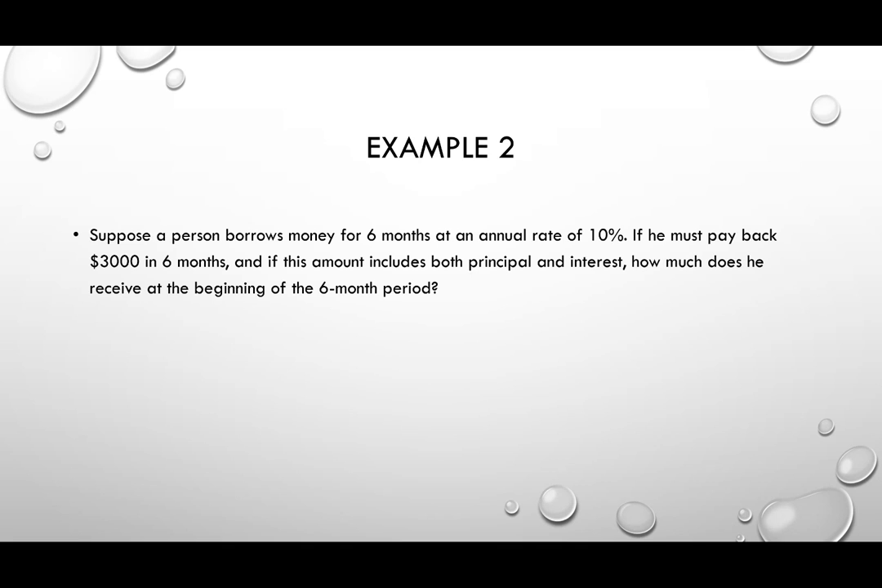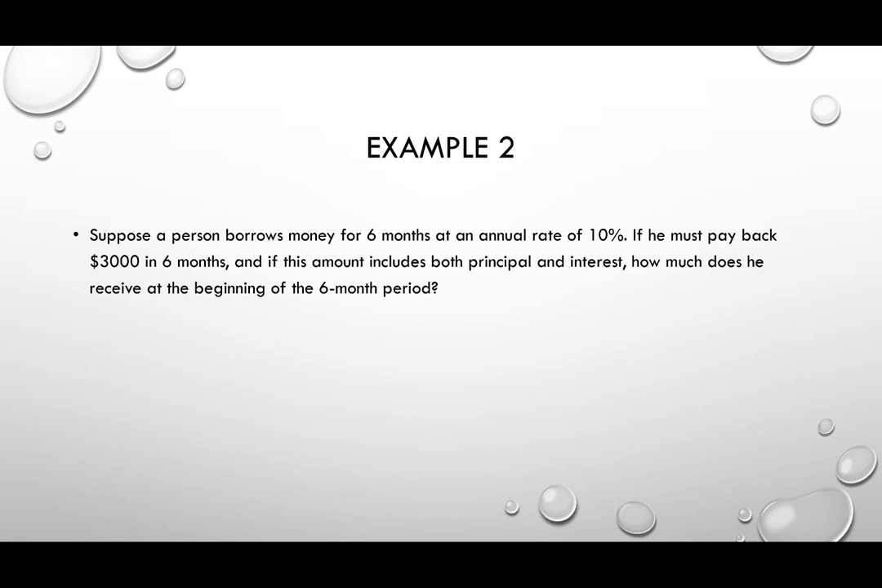Example 2: suppose a person borrows money for 6 months at an annual rate of 10%. If he must pay back $3,000 in 6 months, and if this amount includes both principal and interest, how much does he receive at the beginning of the 6-month period? Let me read that back, I got sidetracked.